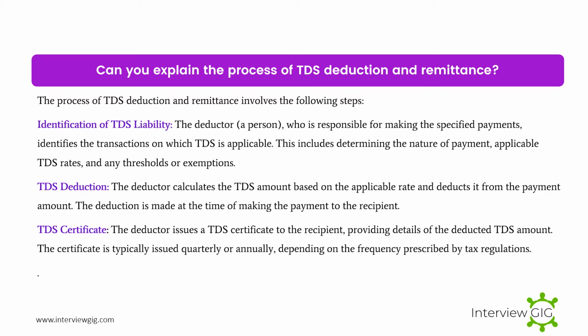TDS deduction. The deductor calculates the TDS amount based on the applicable rate and deducts it from the payment amount. The deduction is made at the time of making the payment to the recipient. TDS certificate. The deductor issues a TDS certificate to the recipient, providing details of the deducted TDS amount. The certificate is typically issued quarterly or annually, depending on the frequency prescribed by tax regulations.